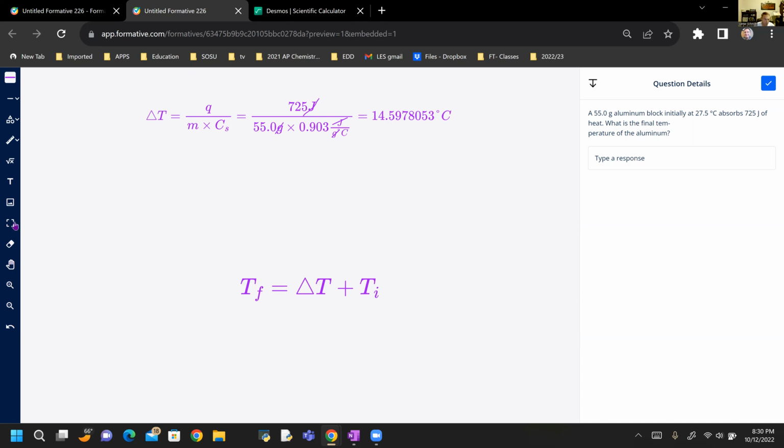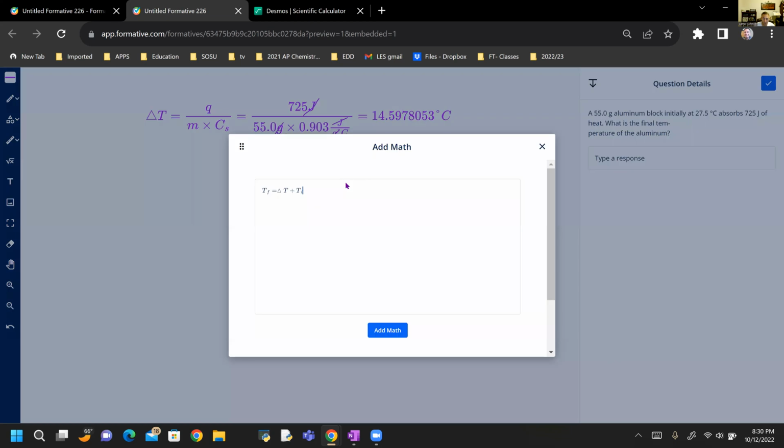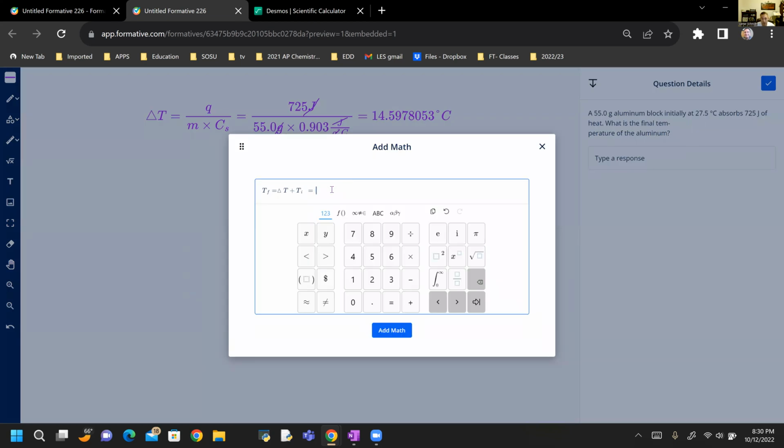Now we need to solve for TF. So TF is equal to delta T plus TI. And when we put an equal sign in an equation, we have to make sure the thing that we're saying next is actually equal. So our delta T is 14.59 degrees Celsius. So we'll go ahead and make sure we put in degrees Celsius, and then plus our initial temperature of 27.5 degrees Celsius. All right, plus 27.5 degrees Celsius.